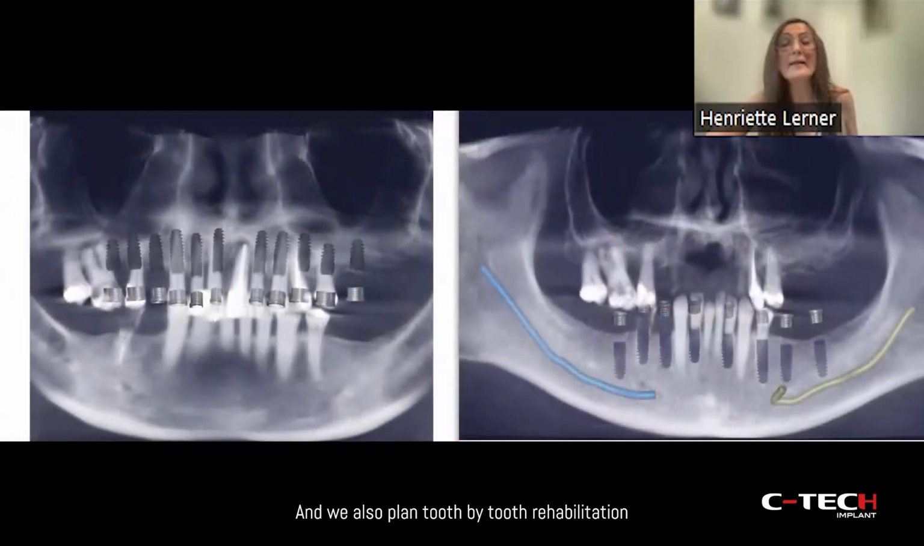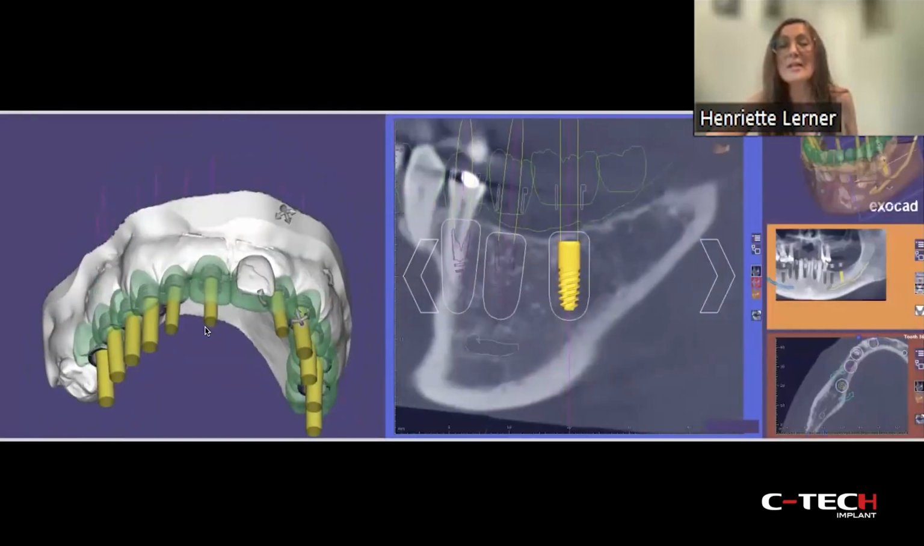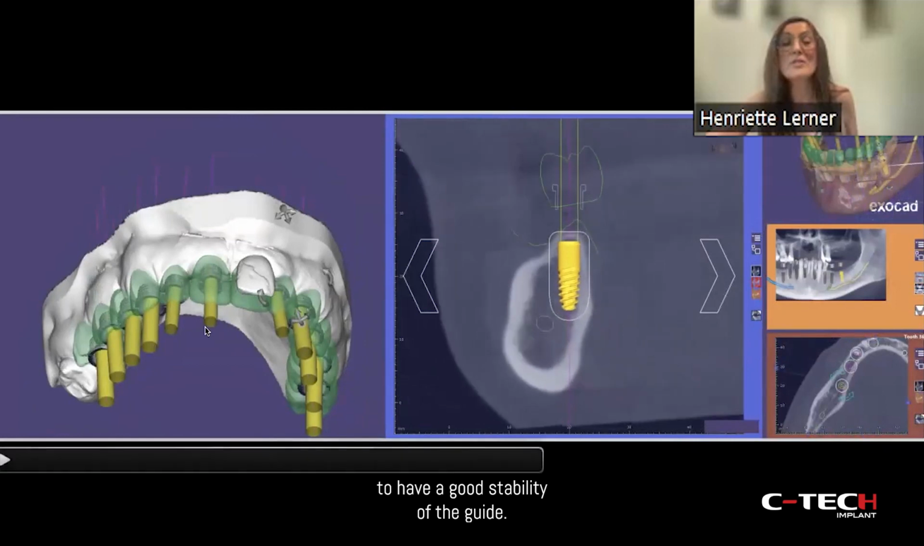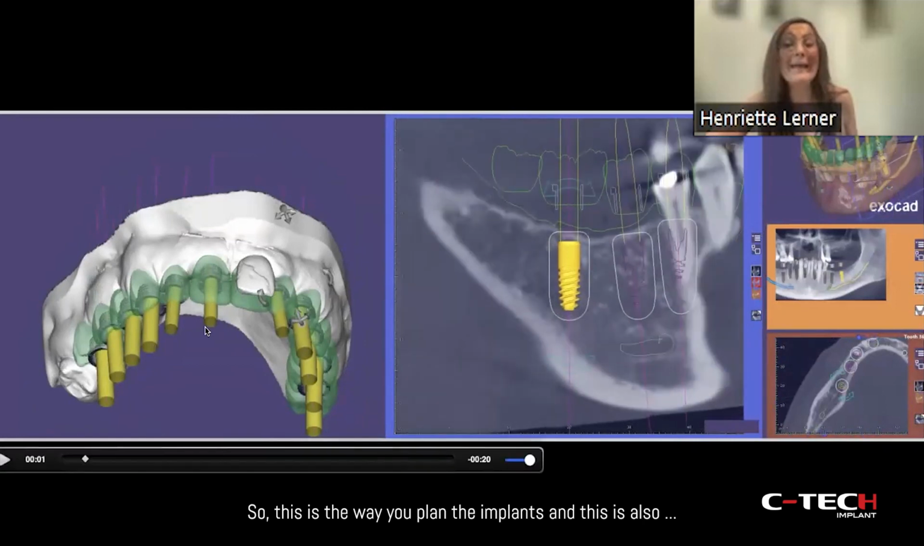And we also plan tooth by tooth rehabilitation. We keep two to three teeth to support the guide. You see in the upper jaw and in the lower jaw also. So we use a certain strategy to have a good stability of the guide. So this is the way you plan the implants.